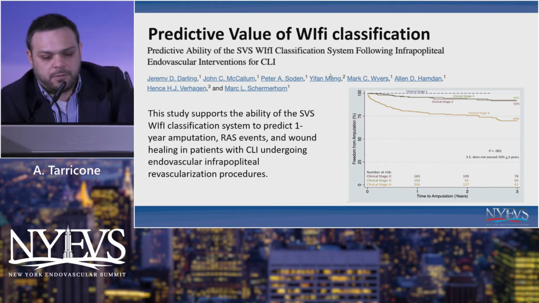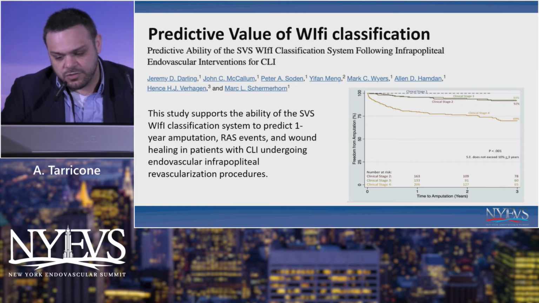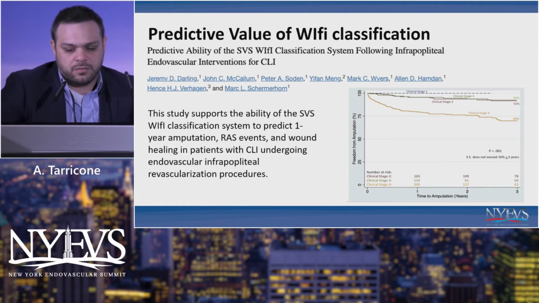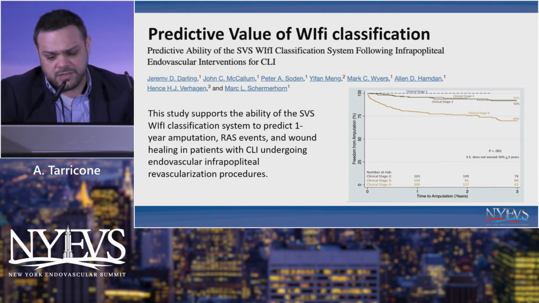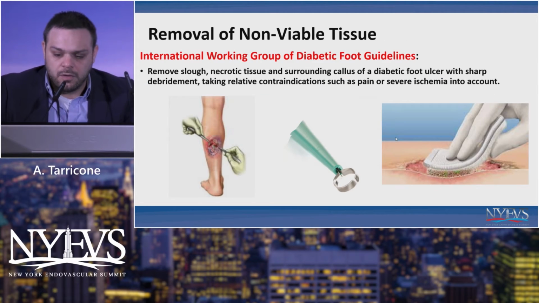And this is a paper out of Journal of Vascular Surgery, just showing the effectiveness of the Wi-Fi classification system to predict 1 year outcomes, restenosis, amputation events, and wound healing in patients with CLI undergoing endovascular procedures. So we talked about this before, and it's important to re-mention it. It's the International Working Group of Diabetic Foot Guidelines, and we're going to go over a lot of them today.